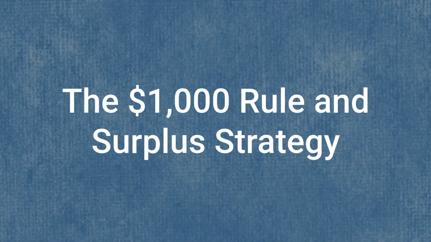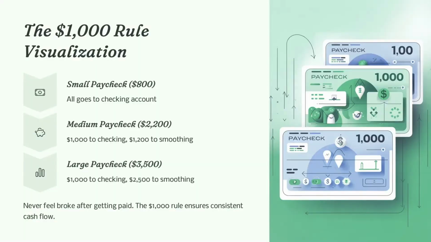The $1,000 rule and surplus strategy. Earlier, I mentioned setting up automatic transfers so that the first $3,000 of your paycheck goes to checking and anything above that goes to your smoothing account. This was just an example using Sarah's numbers. But there's an even simpler version of this that works for almost anyone, regardless of your income level. I call it the $1,000 rule. Here's how it works. The first $1,000 of every paycheck goes into your checking account for immediate expenses. Everything above $1,000 goes into your smoothing account.